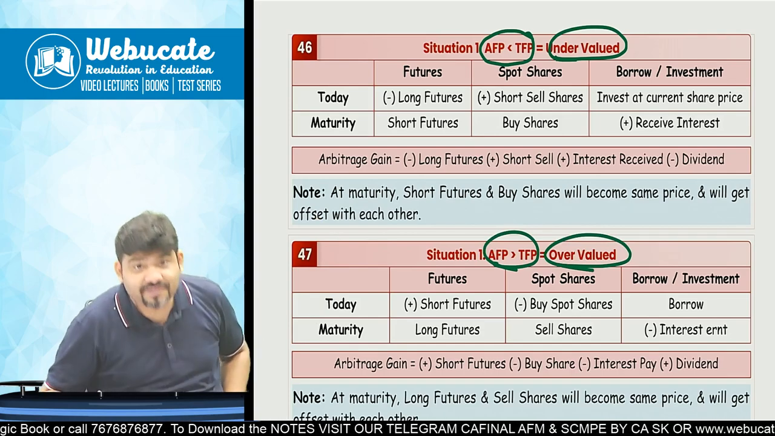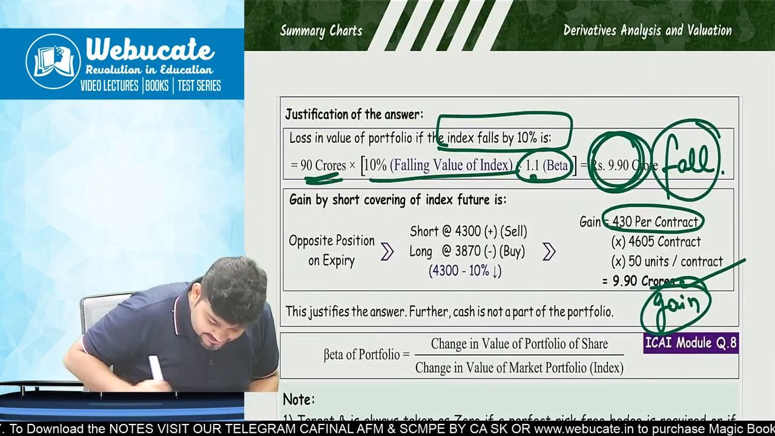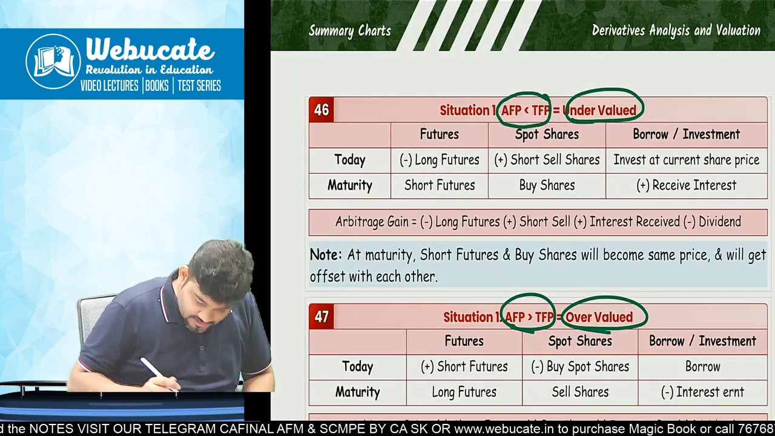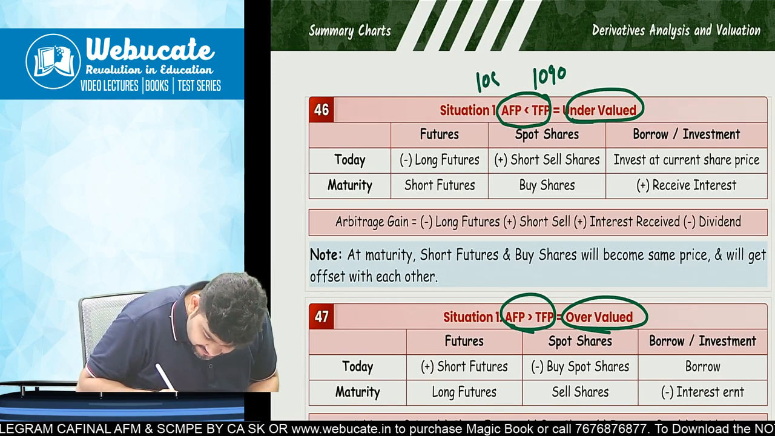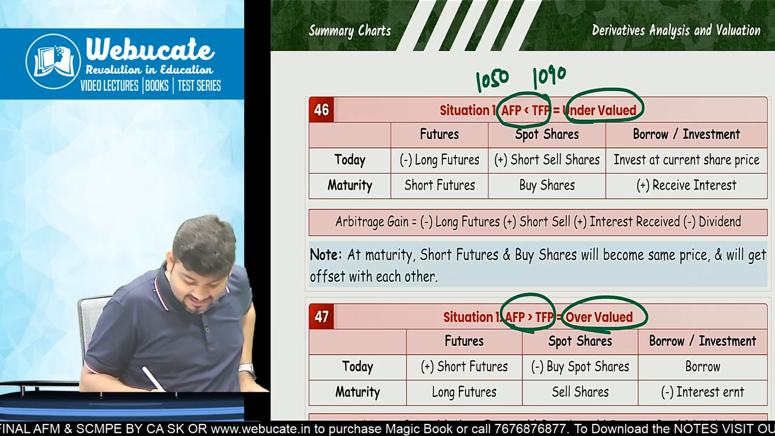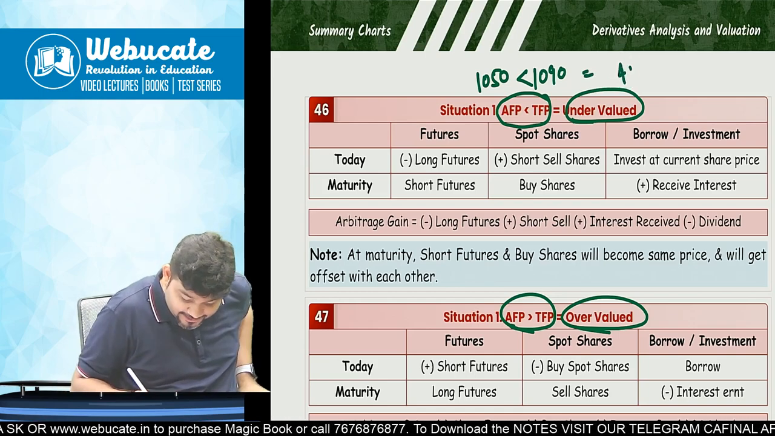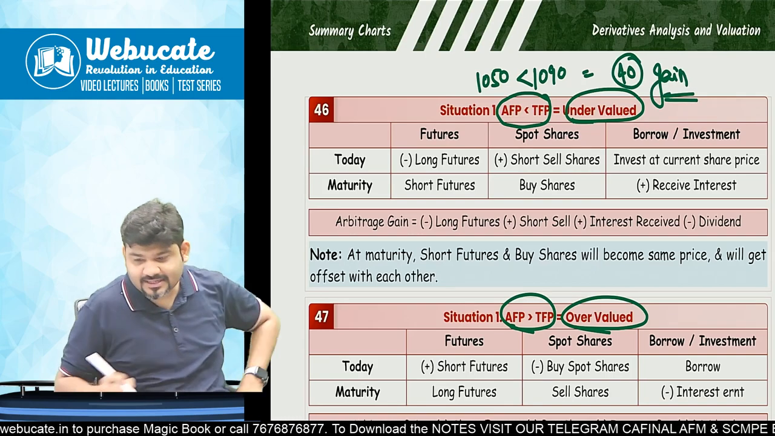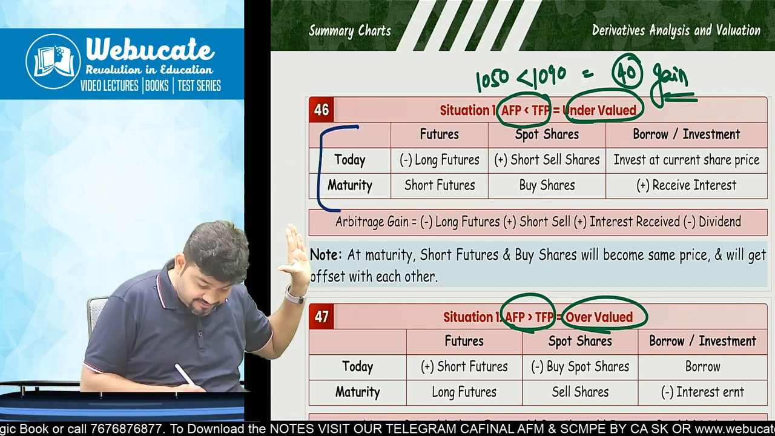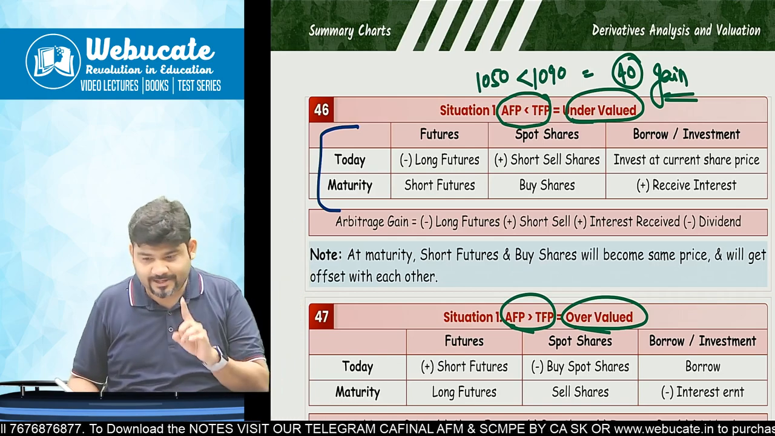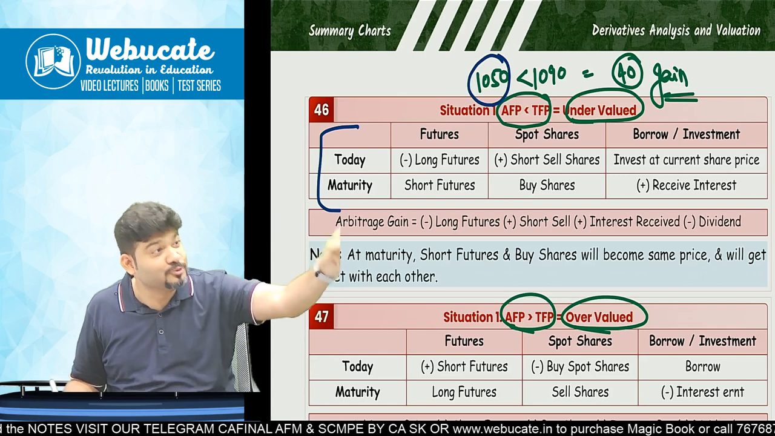So if AFP is less than TFP, what will happen? Suppose TFP is 1090 and actual future price is say 1050. Hurrah! 50 rupees, there is a full scope that we will get a profit, or what we call the gain. So what is going to happen? Pay attention very, very carefully. Today, you know that you are getting the futures at a lower price.